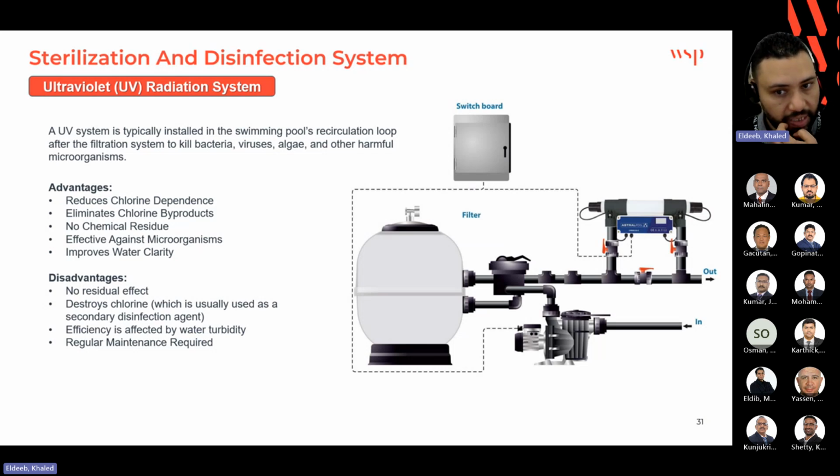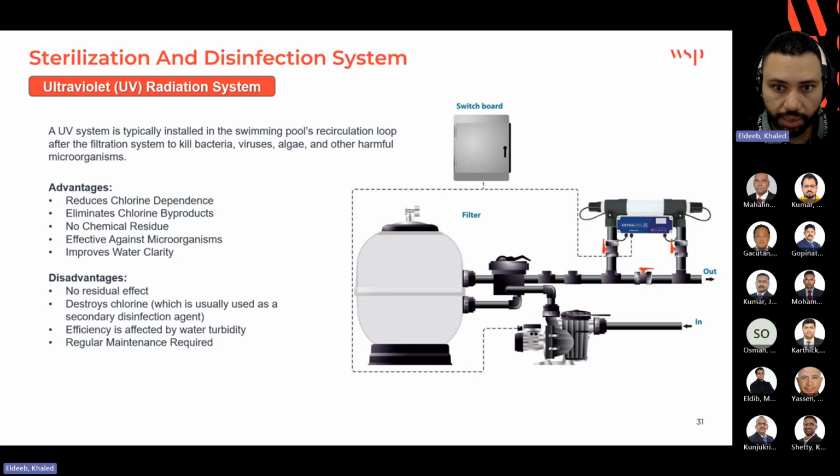The ultraviolet system is typically installed in the swimming pool recirculation loop after the filtration system, as we see in this diagram. The water passes through the ultraviolet chamber and is exposed to ultraviolet light. This process helps to neutralize harmful microorganisms and also improve the water quality. But we also have the same issue of residual chlorine here.